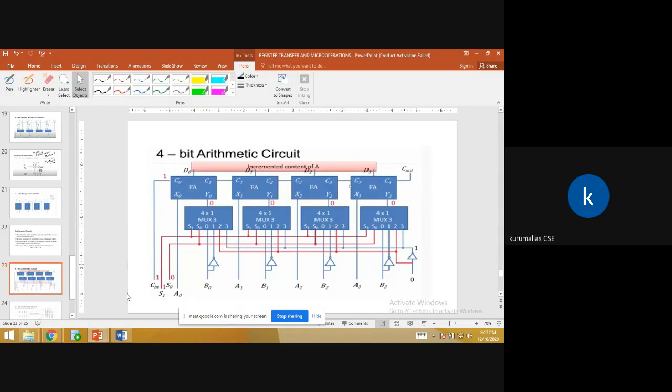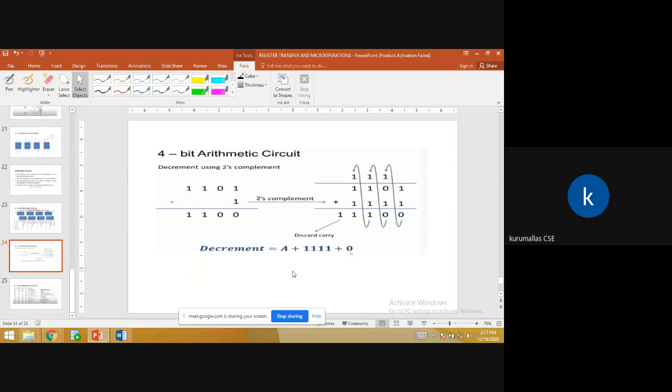So in detail, I'll draw the circuit, by seeing that we can understand easily, right? I'll try my level best. Otherwise, I have already written it in the notes. I took some pictures, so I'll display that one and explain, right?